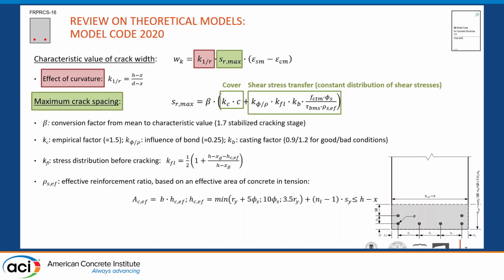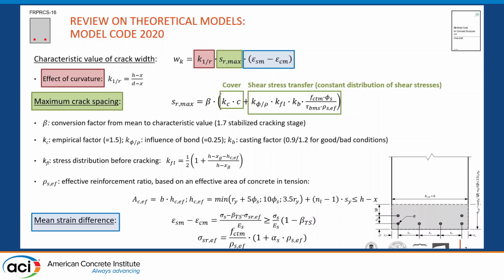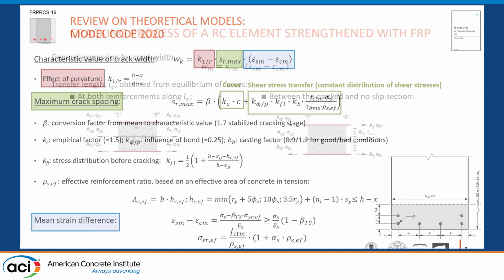But in this case, what we find is that for the second part, there is another empirically adjusted parameter that is the one that takes into account the casting factor. Okay, so this is new, and the other part that is new is the stress distribution factor. And the last one is that the way to calculate the effective area has also changed. For the mean strain difference, there are no differences except for the tension stiffening coefficient.